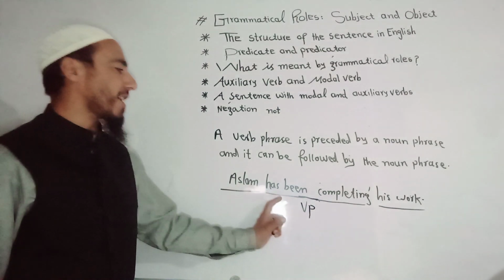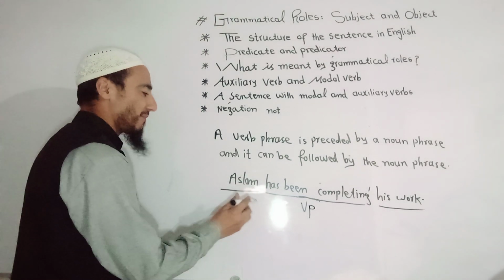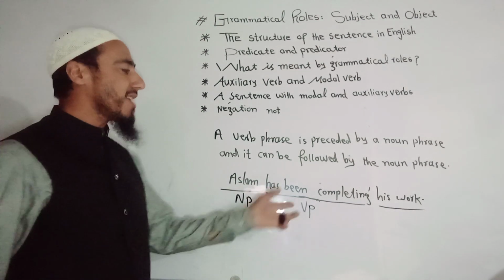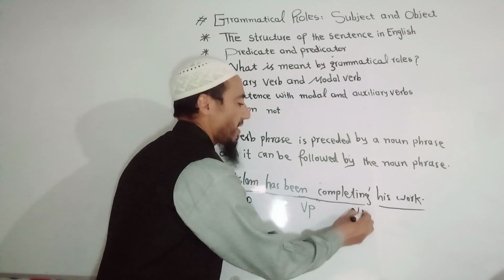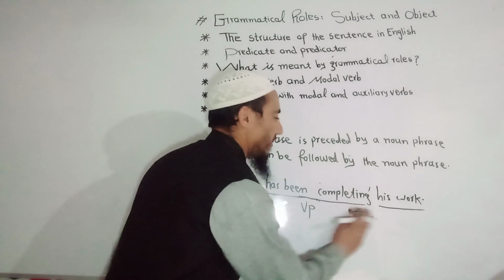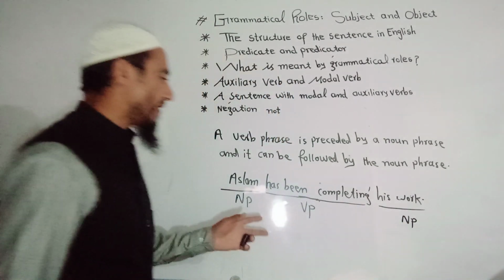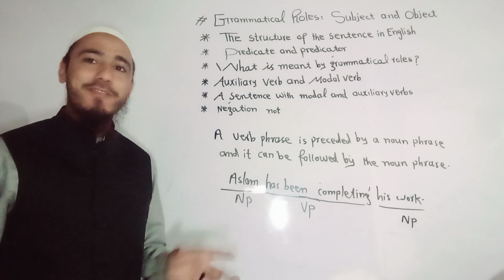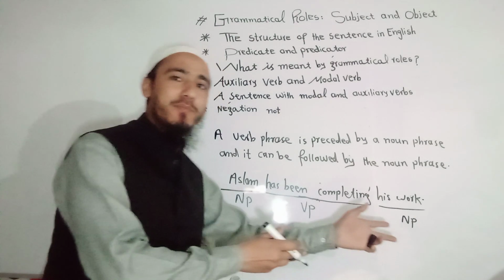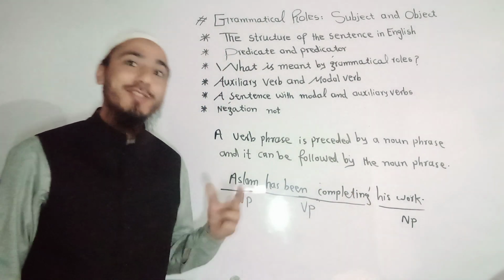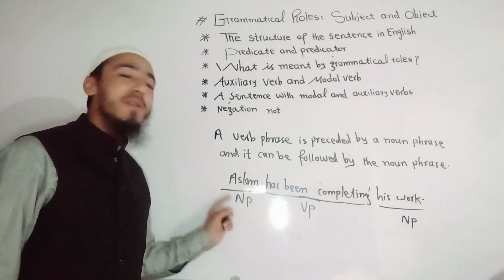So now when I say that verb phrase is preceded by a noun phrase, Aslam, this is noun phrase, NP, and it can be followed by what? A noun phrase. So that is NP. So now you see, this is NP, his work. Okay, so what is this? This is NP. Another question: if there is another NP after the NP, it is called second object. So now a verb phrase is followed by NP.